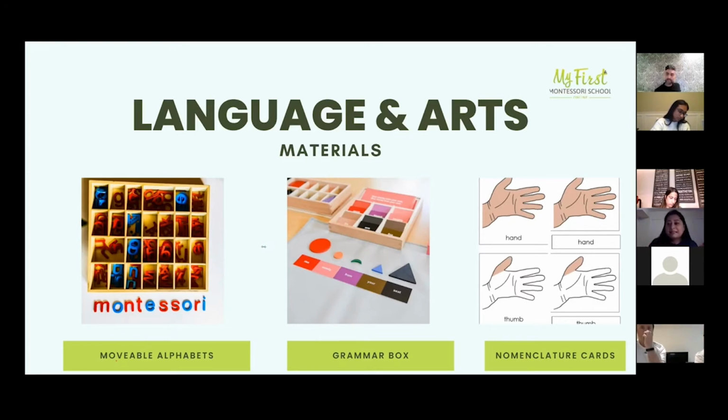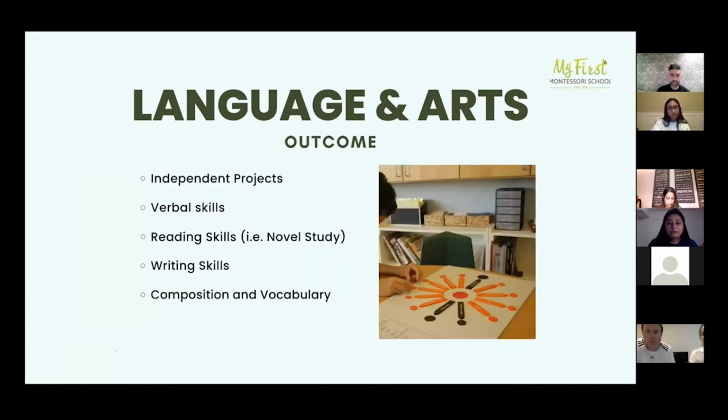For example, it could be as simple as any industrial equipment, any signals that they see, any tools that they use at home. It could be as vast as looking into different famous personalities, naming famous architectures, etc. So those are 3-part nomenclature cards, which is a very core integrated aspect of Montessori.